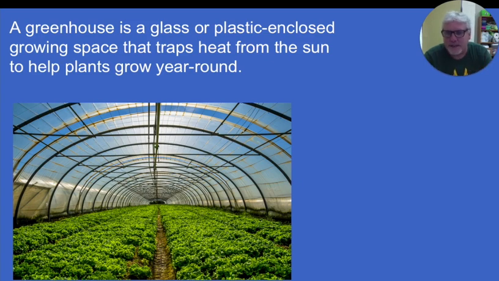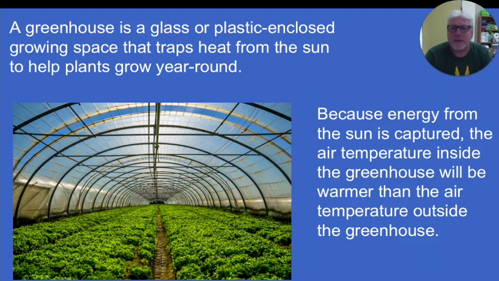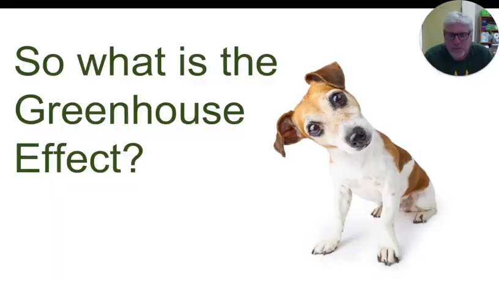Okay, that heat gets trapped, the plastic or glass will keep it inside. Because energy from the sun is captured, the air temperature inside will be warmer than the air temperature outside the greenhouse. Okay, and plants need that warmth, and it helps them grow.